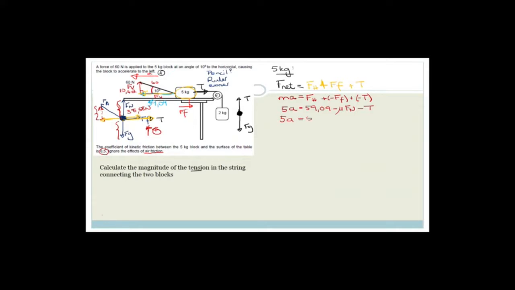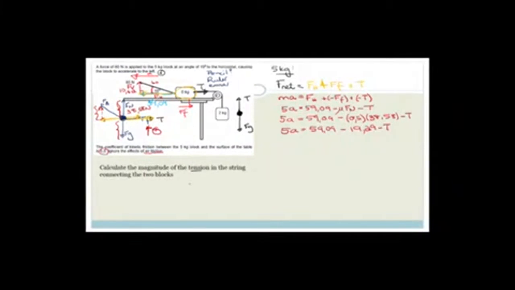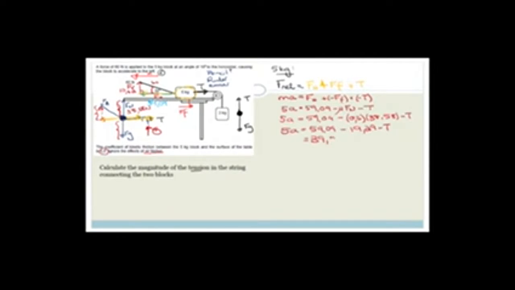So if we've got 5a is equal to 59.09 minus 0.5 times the force of friction, which is 38.58, okay, minus T. So do you agree that becomes 5a is 59.09 minus, I need to use my calculator for this, 38.58 times 0.5 is going to be 19.29, minus T. And then we might as well just subtract that now, 59.09 minus 19.29 is equal to 39.8. So it equals 39.8 minus T is equal to 5a. And let's call that equation 1.